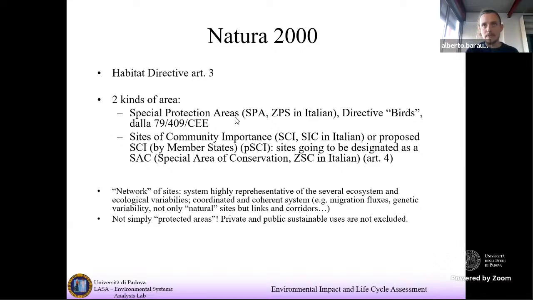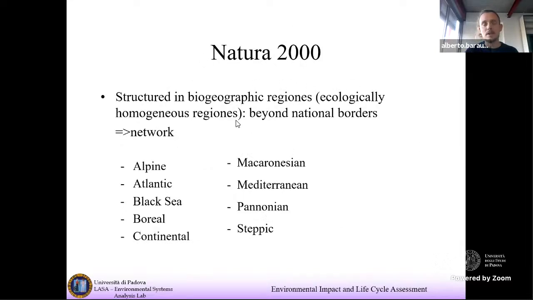Let's go on. If you have any question, please ask. The Natura 2000 network is structured in biogeographic regions, which are ecologically homogeneous regions.